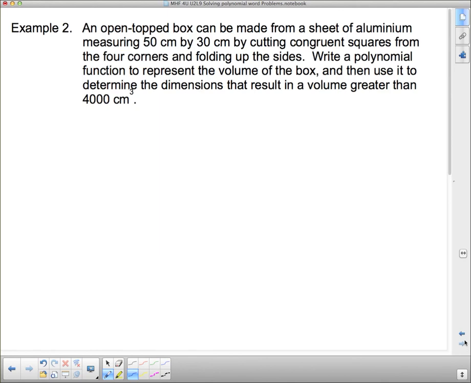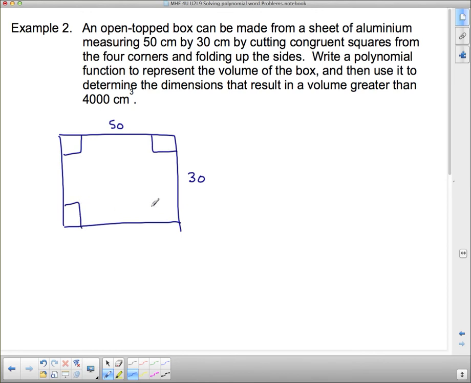Okay, now let's go to the next question, which is an open top box question. And I'm going to go through the setup of this open top box question. An open top box can be made from a sheet of aluminum. Here's my sheet of aluminum, measuring 50 centimeters by 30 centimeters. And we cut congruent squares out of the side. By congruent it means that they're all exactly the same.